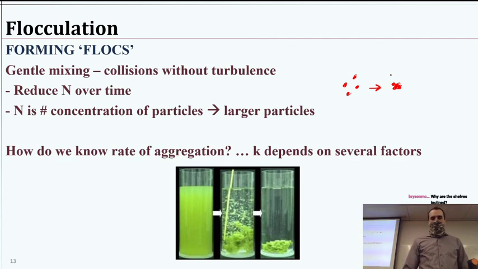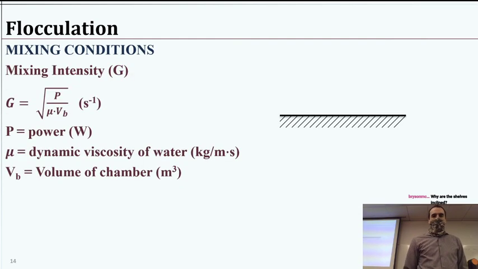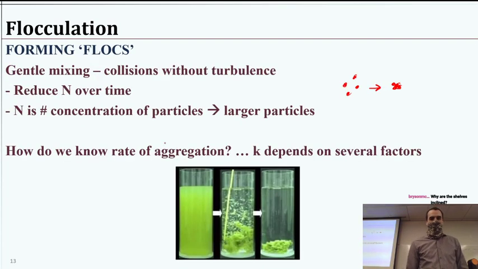And the question for this section, because this is where we're going to start coming back to our mass balance equations, is how quickly, or how can we know that rate of reaction? So there's some reaction that's causing these particles to stick together. That's happening in the flocculation chamber. So how are we reducing N over time? What does that math look like to have really kind of a dN/dt, is the question.